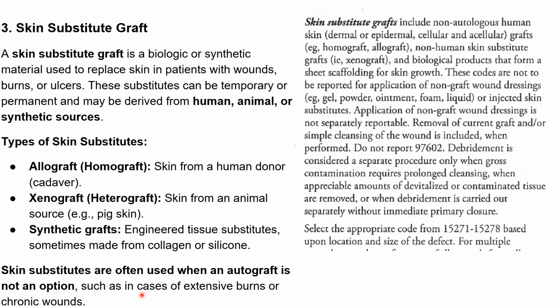And depending upon the types, we have allograft, where the skin is from another human donor, while the xenograft is skin from animal sources, while the synthetic graft is an engineered tissue substitute, sometimes made from collagen or silicone. Skin substitutes are often used when an autograft is not an option.